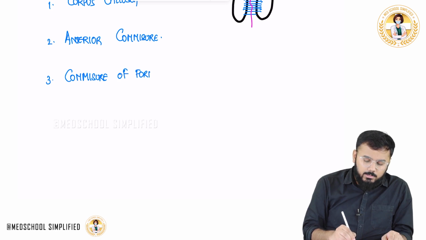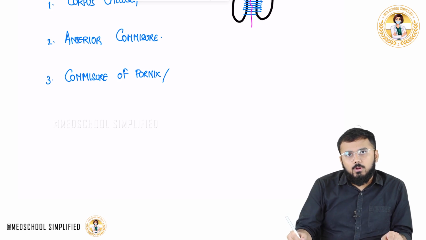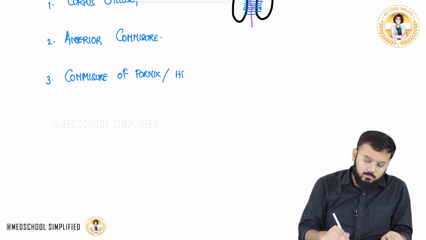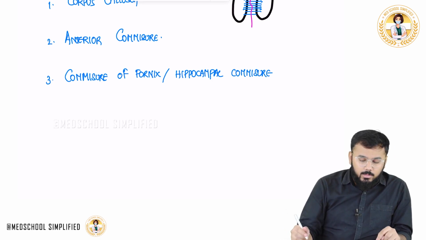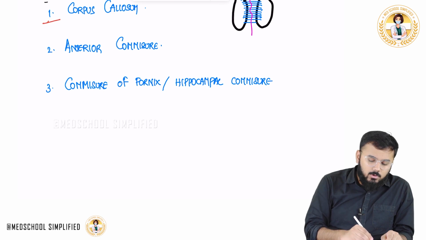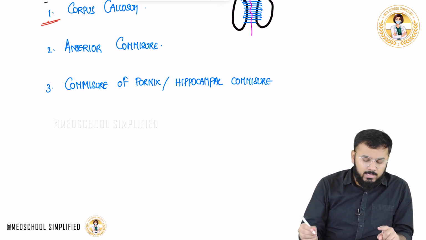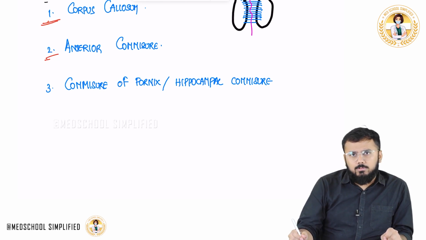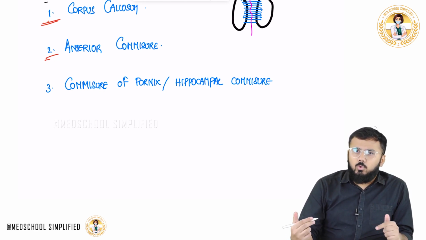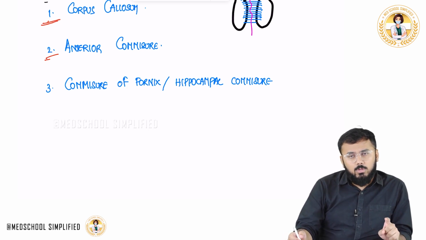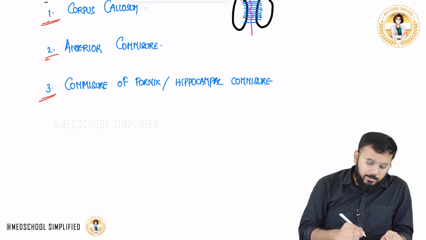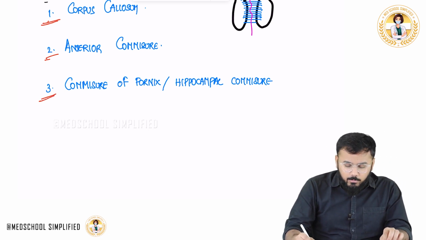What is the other name for commissure of fornix? Hippocampal commissure. Okay, so what are the 3 different types we have got? One is called corpus callosum. I'll show the pictures of each and everything. I hope all of you know what is corpus callosum, right? I'll draw a picture. If you know that picture already, then fast forward the video. If this is the first video which you are watching, I want you to follow the entire video. Next is commissure of the fornix, or we also call it a hippocampal commissure.